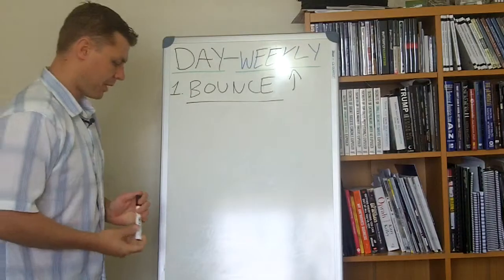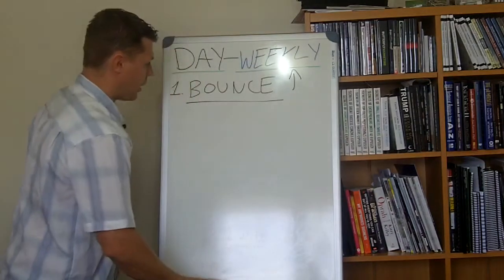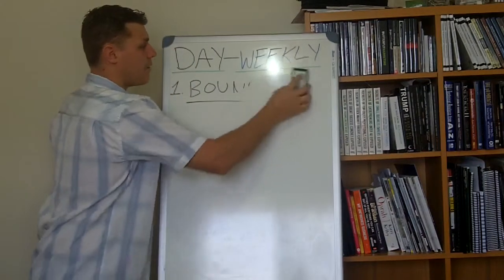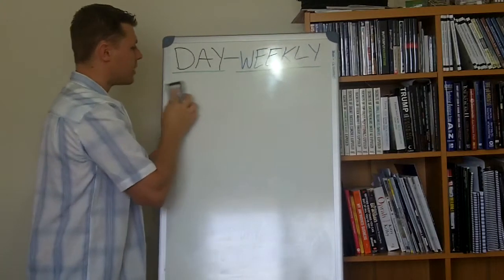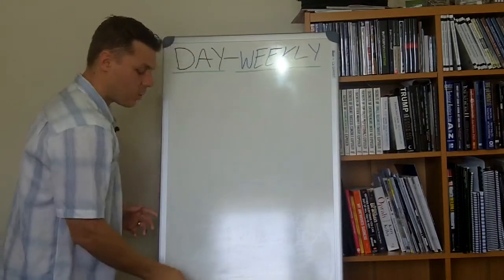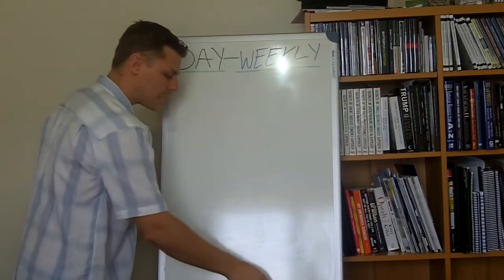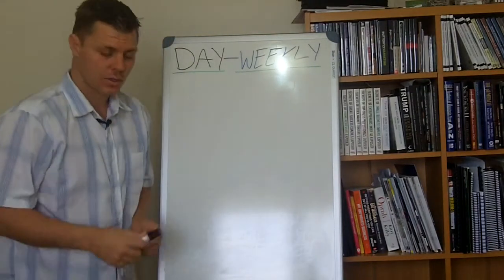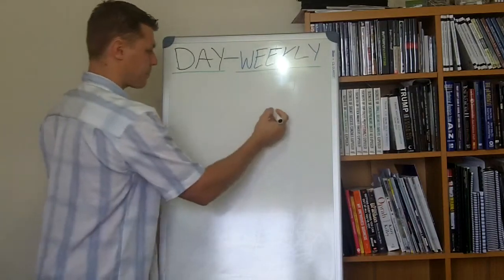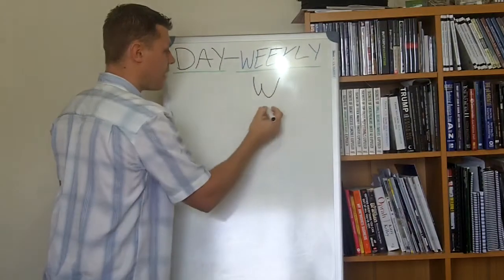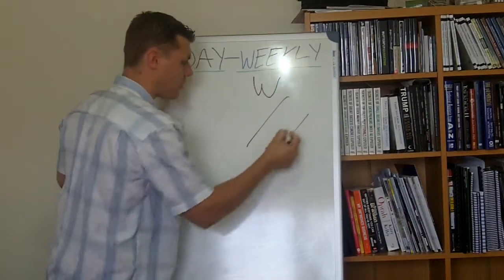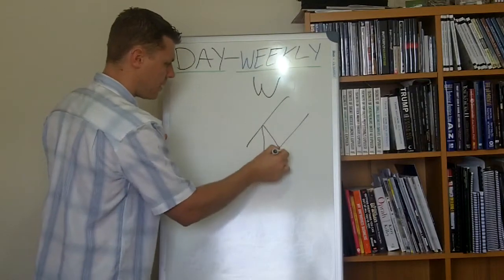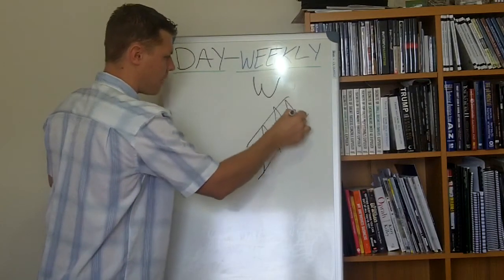What the bounce is, simply, is this. It's called a bounce because we're waiting for the bounce. Let me give you an example. Let's say we have the weekly chart over here and a nice trend line going up through there. The market's going up, down, up, down, up, and now we're back down here.